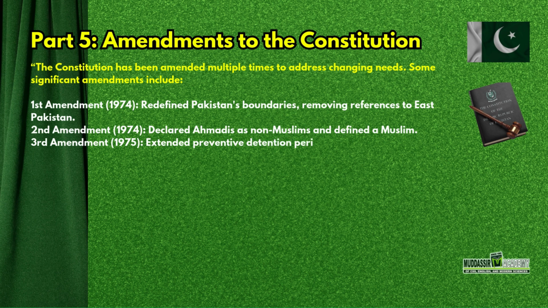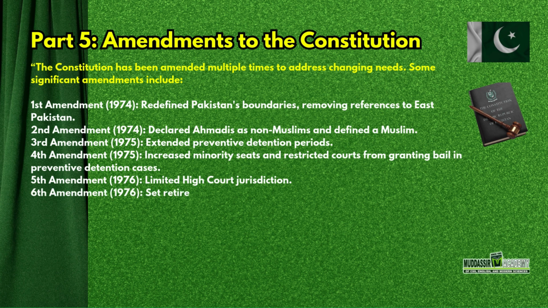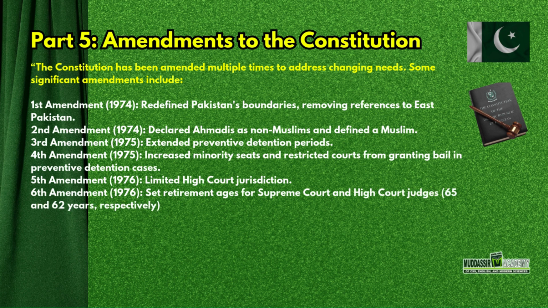Third, 1975, extended preventive detention periods. Fourth, 1975, increased minority seats and restricted courts from granting bail in preventive detention cases. 5th, 1976, limited High Court jurisdiction. 6th, 1976, set retirement ages for Supreme Court and High Court judges, 65 and 62 years respectively.